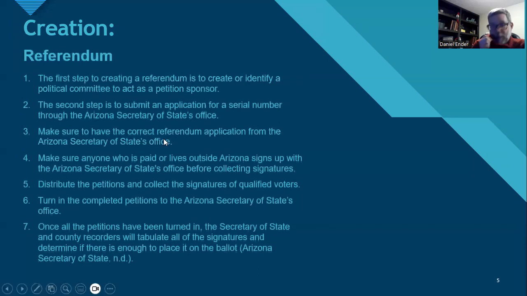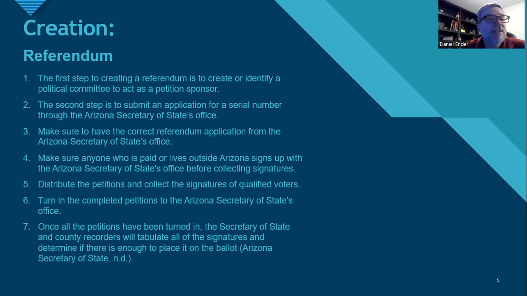The creation of the referendum, it's really the same way. The first step in creating a referendum is to create or identify a political committee to act as a petition sponsor. The second step is to submit an application for a serial number through the Arizona Secretary of State's office. The third step, make sure to have the correct referendum application from the Arizona Secretary of State's office. The fourth step, make sure anyone who is paid or lives outside Arizona signs up with the Arizona Secretary of State's office before collecting signatures.